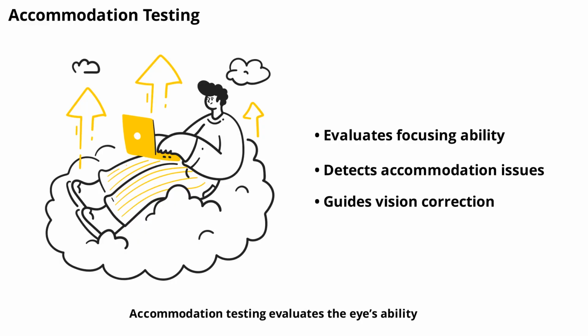Accommodation testing evaluates the eye's ability to focus on near and distant objects. Cataracts can affect accommodation, leading to difficulty with reading or other close-up tasks. The test involves changing focus between objects at different distances and measuring response. Accommodation testing helps guide recommendations for vision correction and supports personalized care.